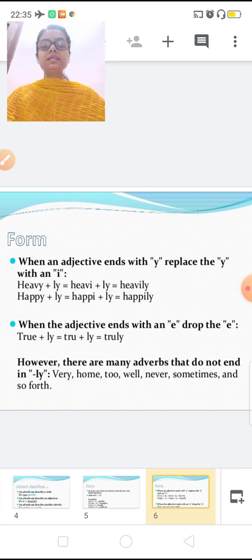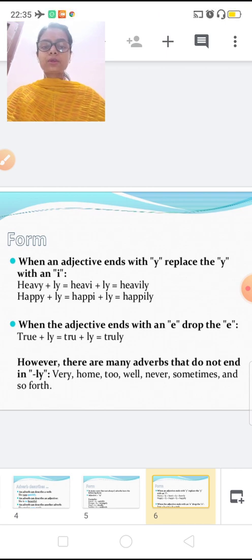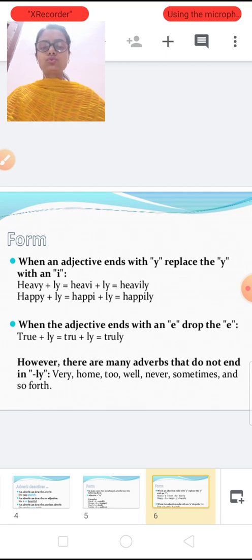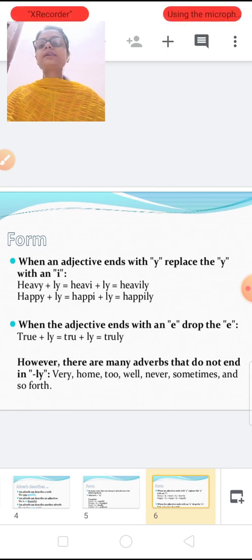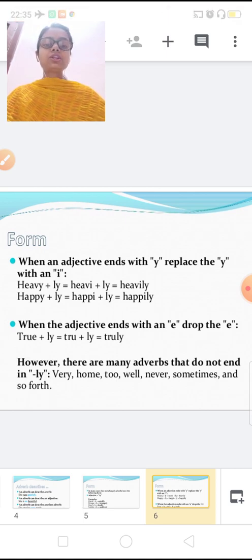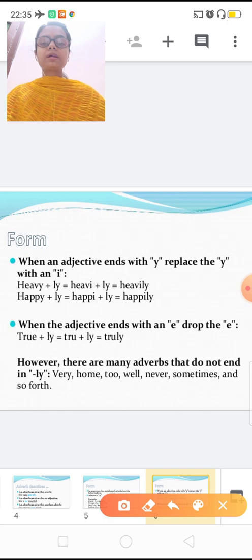Now, we will see how we make an adverb by using y. Okay? Now, happy and heavy. I am taking two words, happy and heavy. Now, what will we do? In happy and heavy, we cannot simply add ly. When an adjective ends with y, replace the y with i, then add ly. Now, I am writing here.